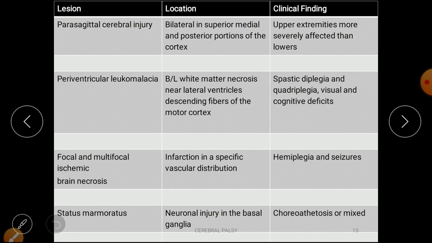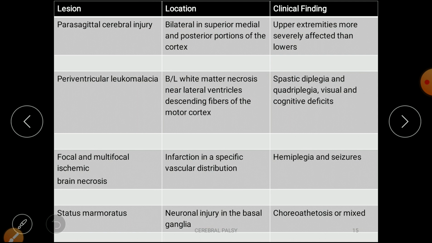So a total of 5 types of hypoxic ischemic encephalopathy exist, classified by lesion location and clinical findings. So first is parasagittal cerebral injury. If the lesion is on this side, the location is bilateral in the superior medial and posterior portion of the cortex. Then what will be seen in the child: upper extremity more affected than lower extremity.